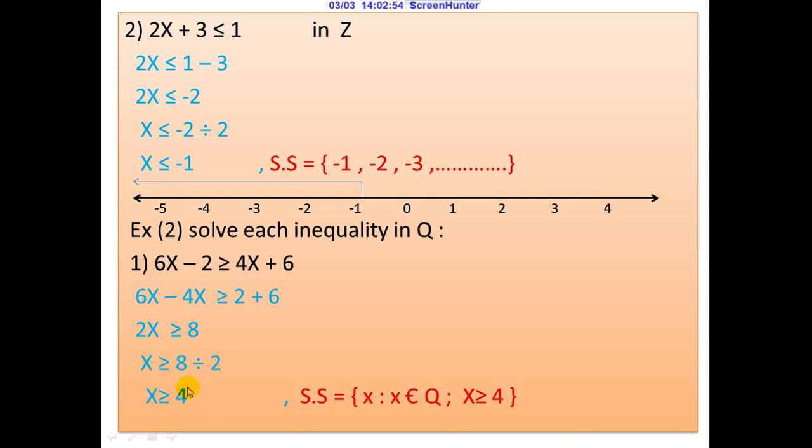So how do we write the solution set in case of Q? We can write the solution set this way. This is called the description method. Solution set equals open braces x such that x belongs to Q. This is a stable form. Again, x such that x belongs to Q. And we write the final answer here: x bigger than or equal to 4. That means we take all numbers 4 and more than 4, including whole numbers, decimals and fractions.